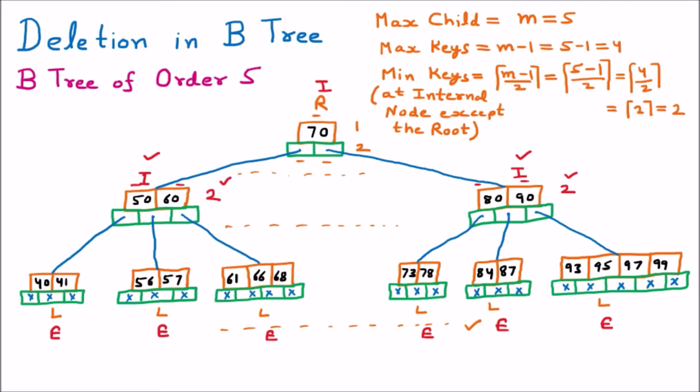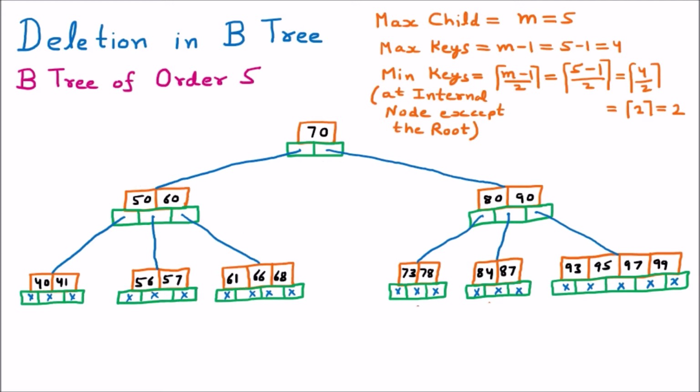Now we can perform the deletion. So this is our B tree of order 5, and we have checked that it is following all the properties of B tree. Well, B tree also has the property of the M-way search tree, that all the nodes should have values lesser if they are on the left and greater if they are on the right.